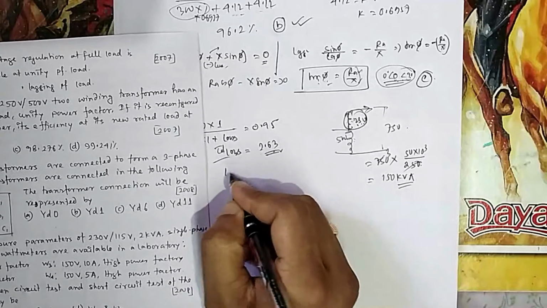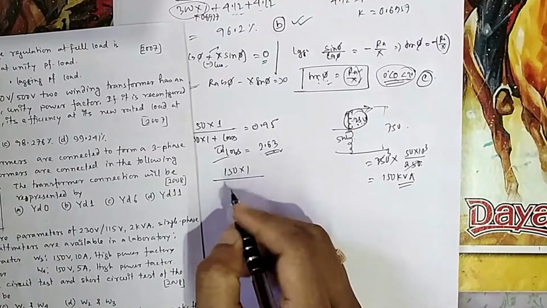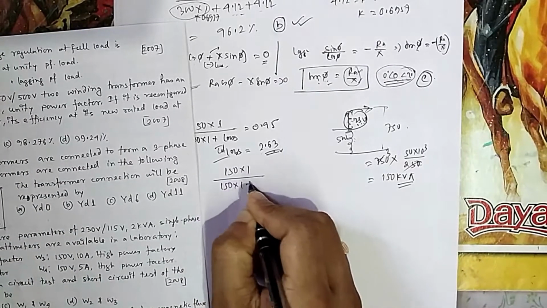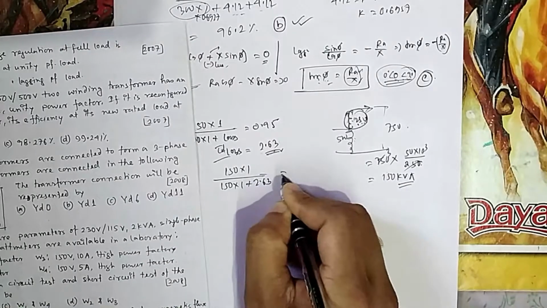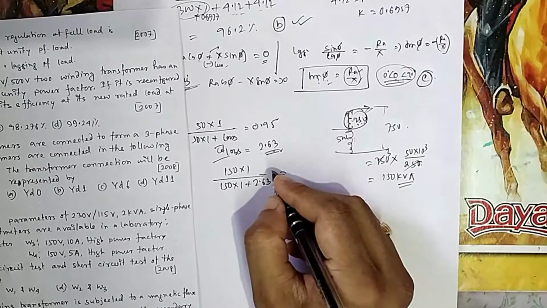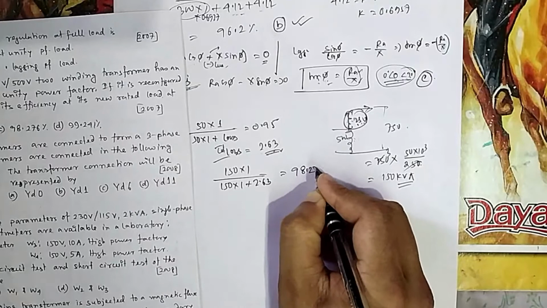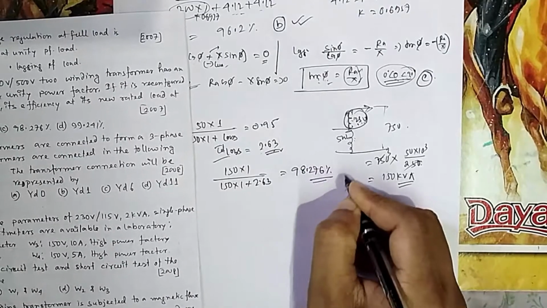So now your output is 150 into unity, meaning 1, so 150 into 1 plus this loss. Output by output plus loss, into 100, that will give you 98.276%. So that is your option C.